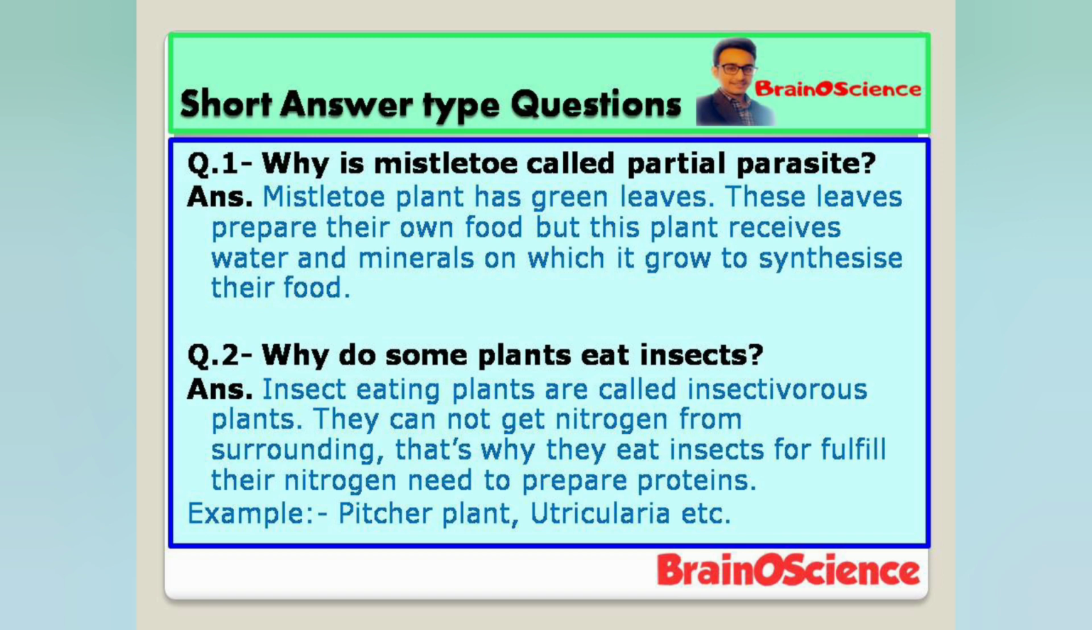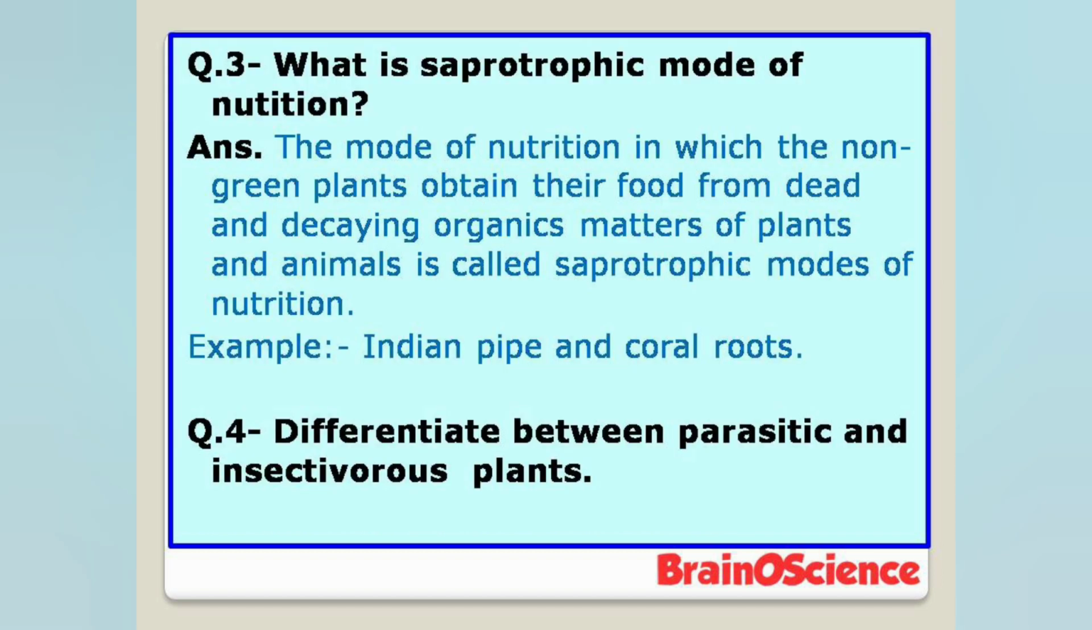Question number 2: why do some plants eat insects? Answer is insect eating plants are called insectivorous plants. They cannot get nitrogen from the surroundings. That's why they eat insects to fulfill their nitrogen need to prepare protein. Example, pitcher plant, Utricularia.